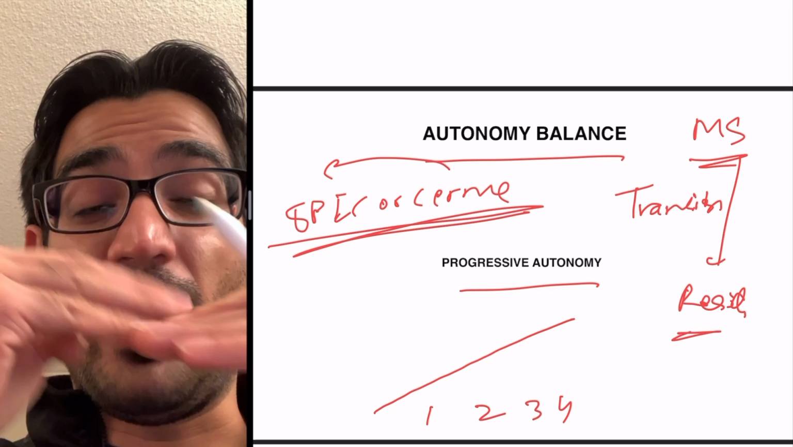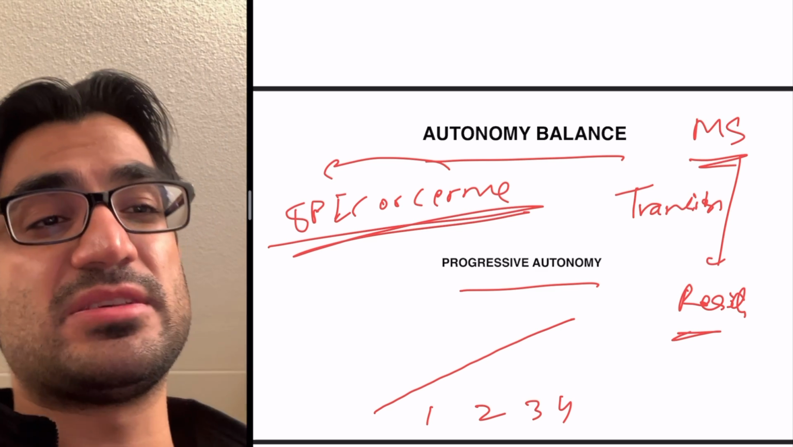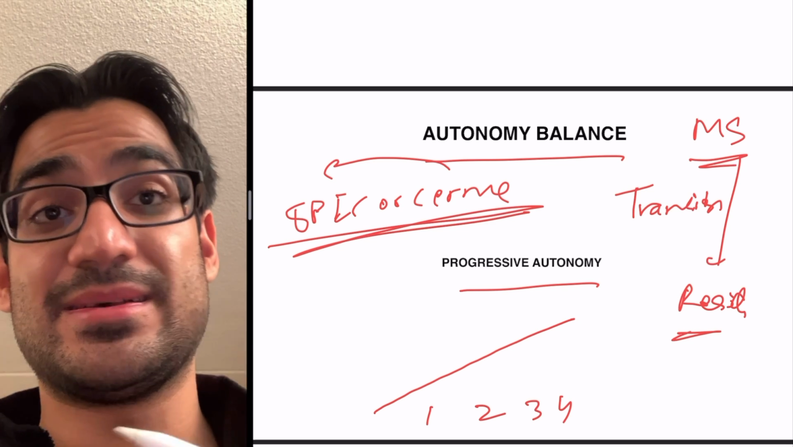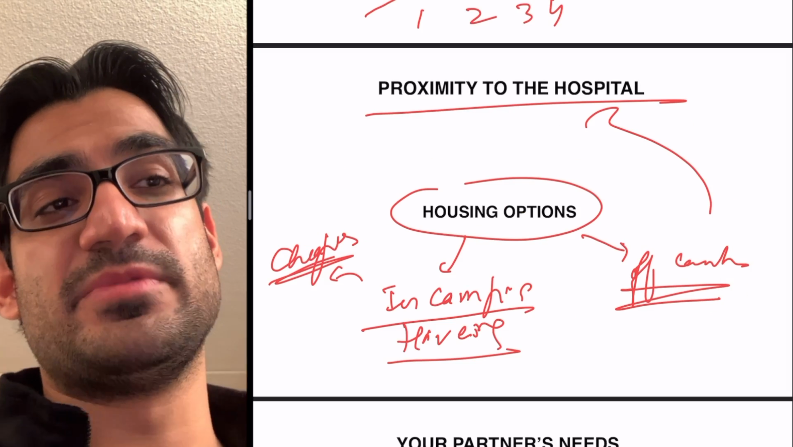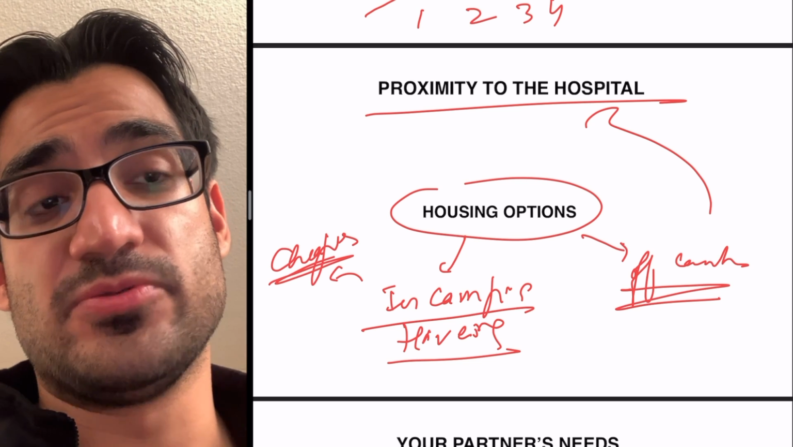So, and after that, we are given independent calls. So this is kind of an example of progressive autonomy, and I think it is very important in a residency system. When I talk about proximity to the hospital, I'm talking basically about in-campus housing and off-campus housing.